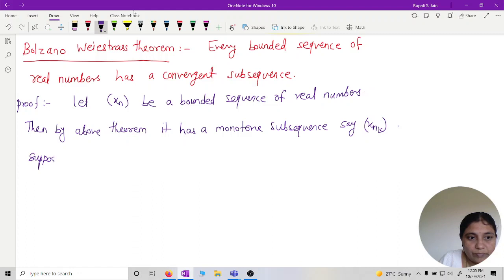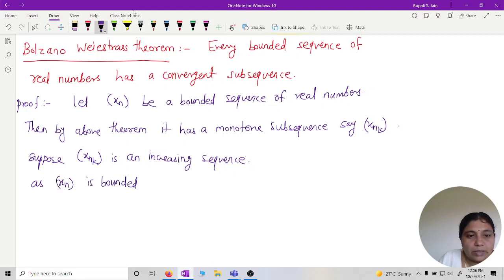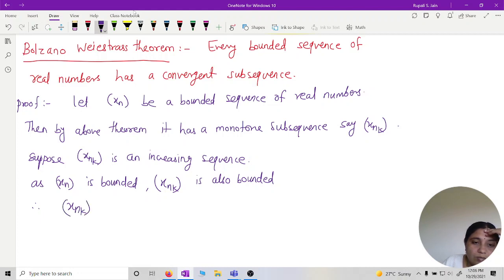Suppose xnk is an increasing sequence. As xn is bounded, xnk is also bounded. So if it is a bounded and increasing sequence, what can I say? It will converge to its supremum. Already we have proved this. Therefore, xnk will converge to its supremum.